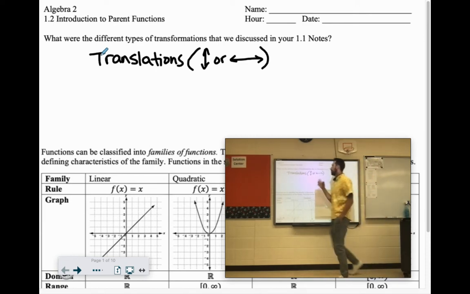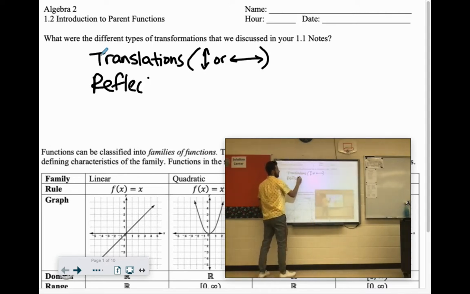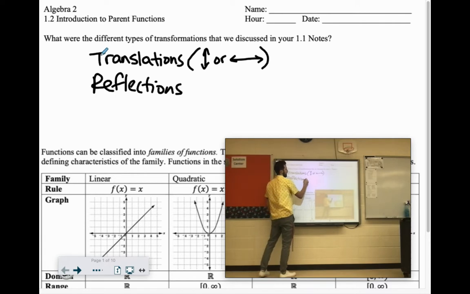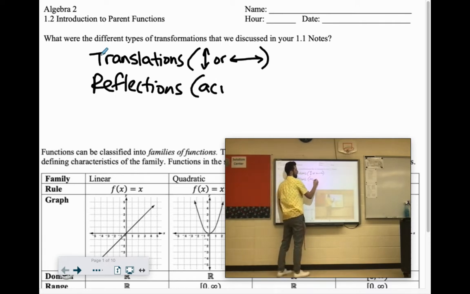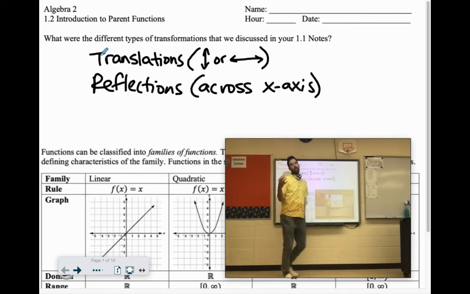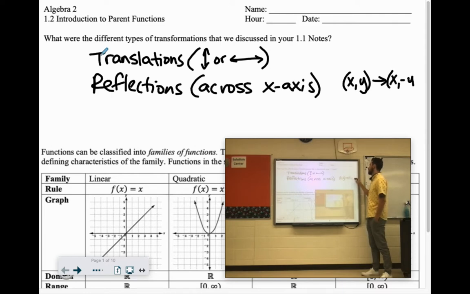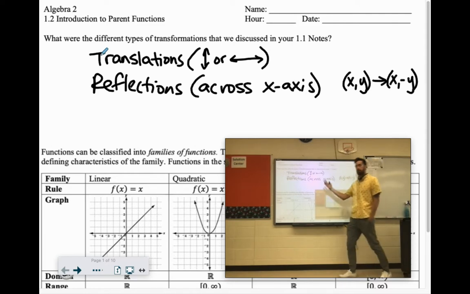So we also had reflections, and we only reflected across the x-axis last time. There are reflections across the y-axis as well, but last time we just discussed across the x-axis. So what that does is it takes your xy coordinate and it just makes the y the opposite.